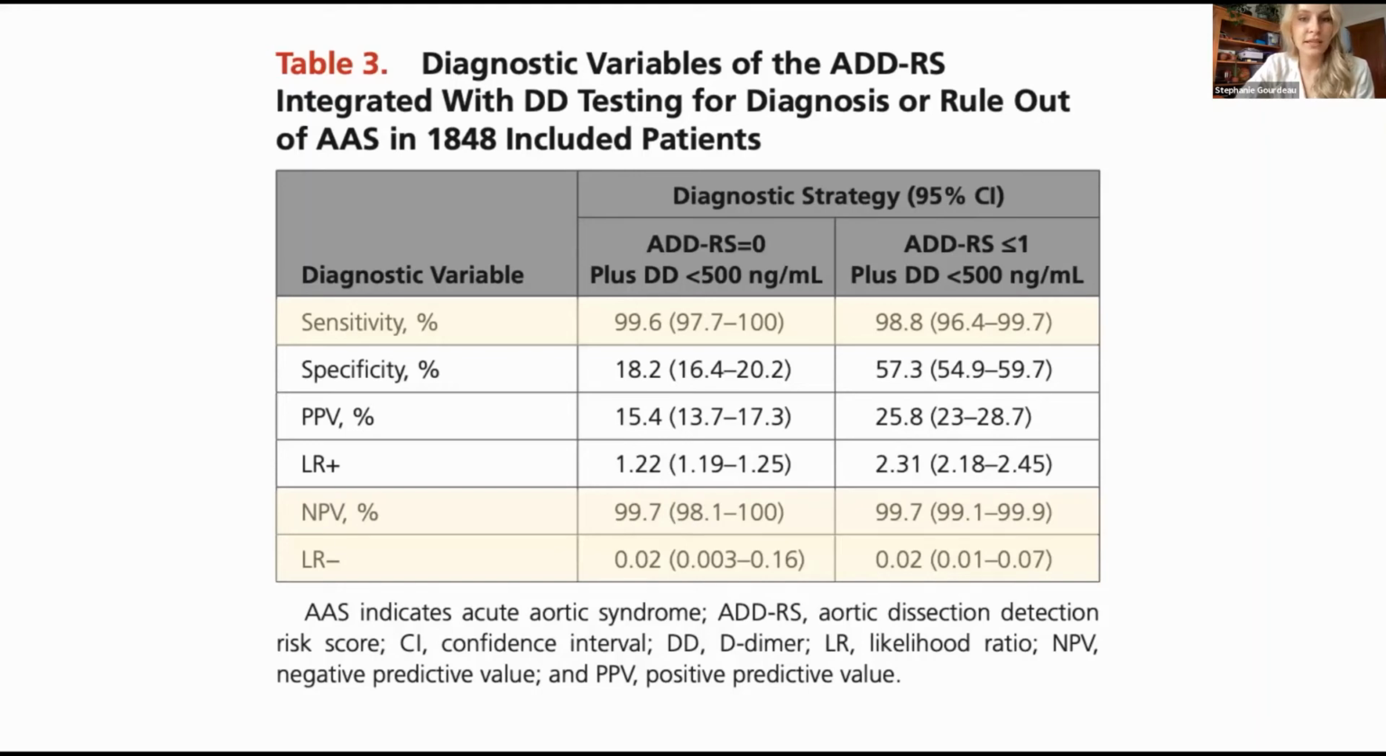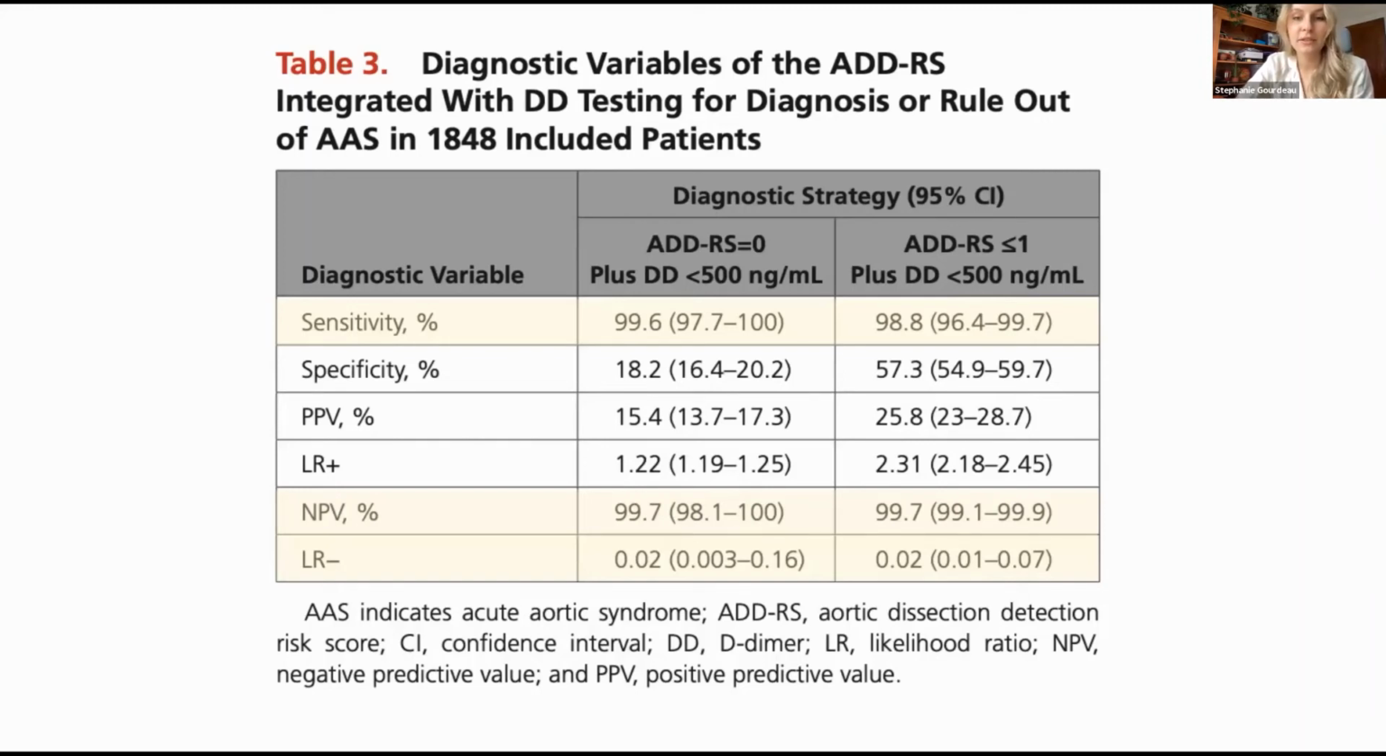We can appreciate a high sensitivity, a high negative predictive value, and a very low negative likelihood ratio for both rule-out strategies. The high sensitivity in this case tells us that those who actually have acute aortic syndrome will test positive, so they will not meet the rule-out criteria. The high negative predictive value tells us that 99.7% of patients who meet the rule-out criteria actually do not have acute aortic syndrome.